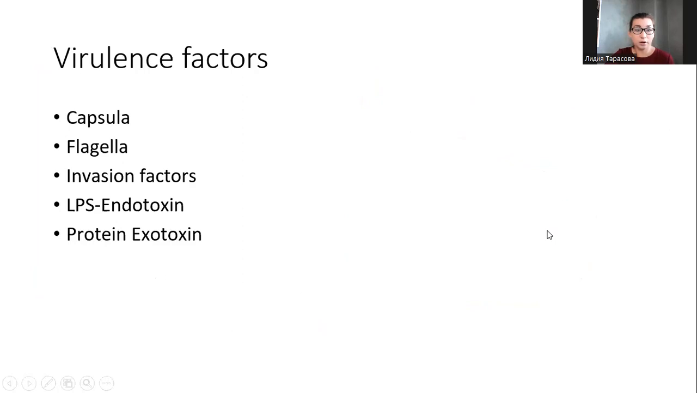Virulence factors. The capsule provides protection for bacteria and can stop the process of phagocytosis. Flagella are for moving, and there are invasion factors for invasion, LPS endotoxin, and some bacteria from Enterobacteriaceae can produce protein exotoxin.